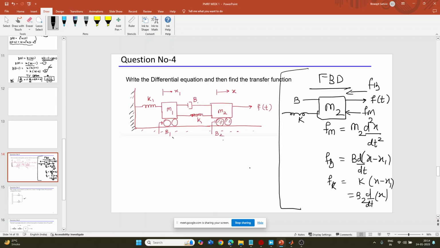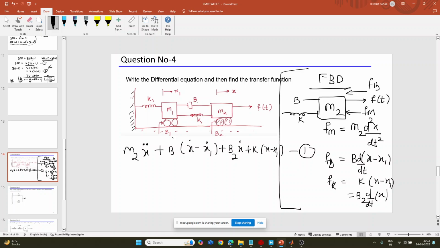There is a right-hand force F of t, and all the other forces act on the left-hand side. Now just balance it: left-hand side force equal to right-hand side force. I am writing m2 x double dot, where double dot means the second order derivative, plus B into x dot minus x1 dot, plus B2 x dot, plus k into x minus x1. This is the first equation.